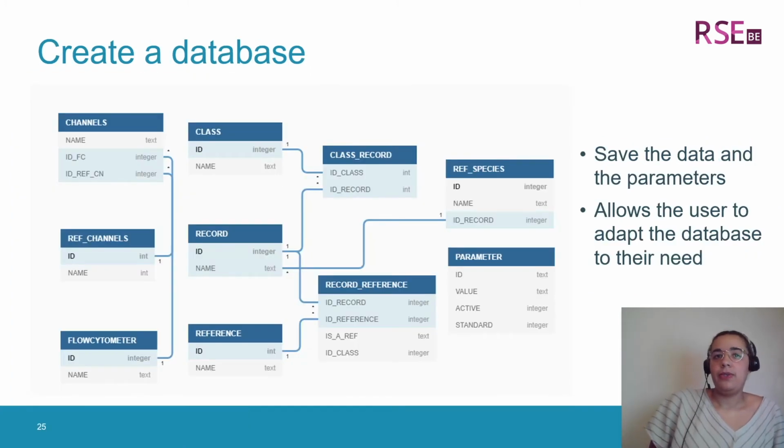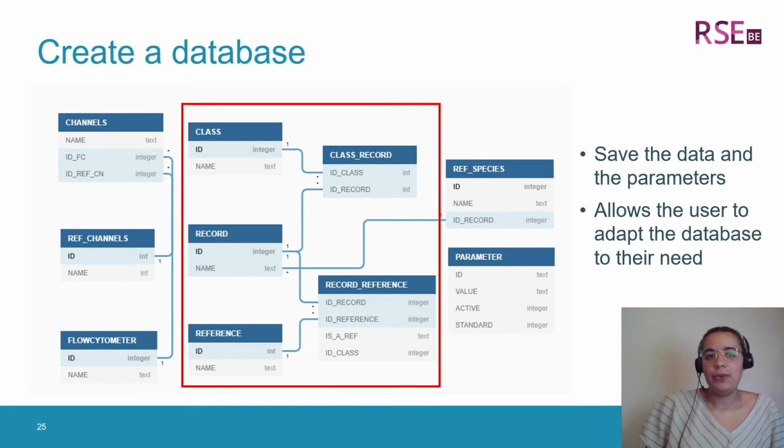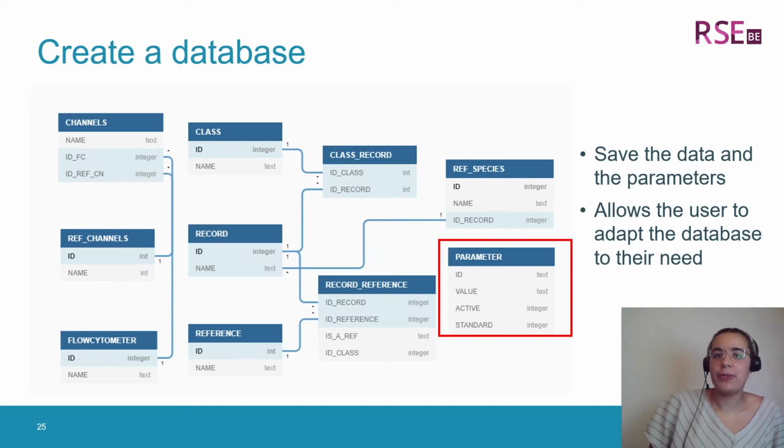Because the biologists sometimes use the same species and the same reference files, we decided to save this information in a database. We can find in this database data relative to a cytometer, including the channel names to consider. For the data linked to the references, the user can create classes which contain records such as species like E. coli, and reference files such as a specific monoculture are linked to each record. And finally, all the advanced parameters are also saved in the database, as well as default values, and they can be restored by the user by clicking a button.